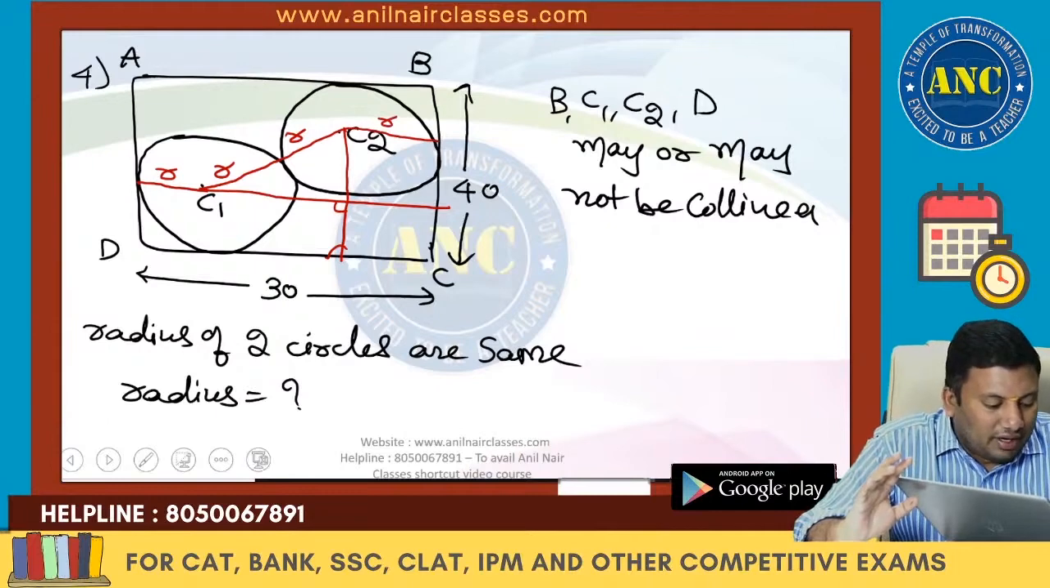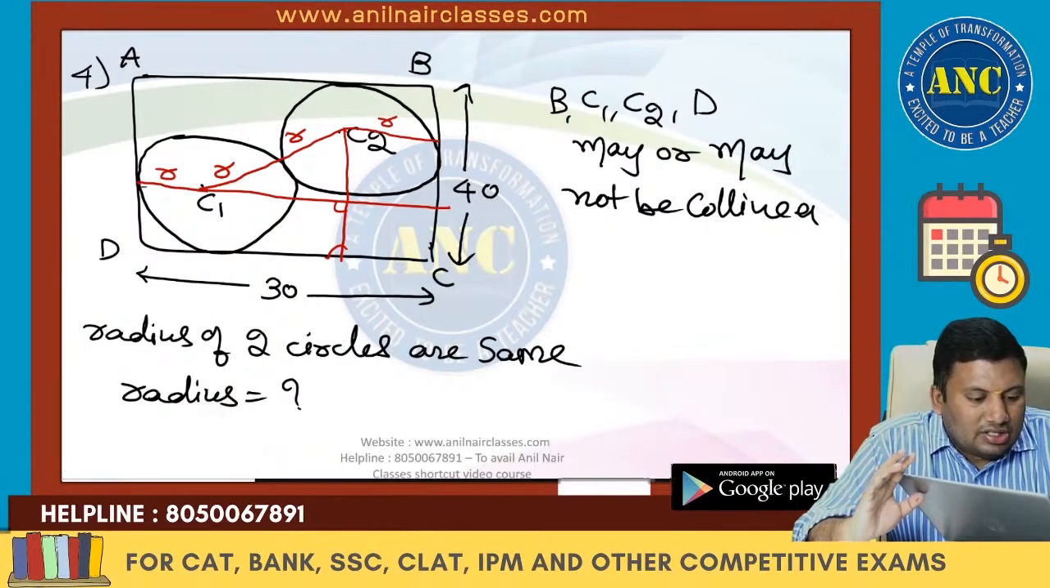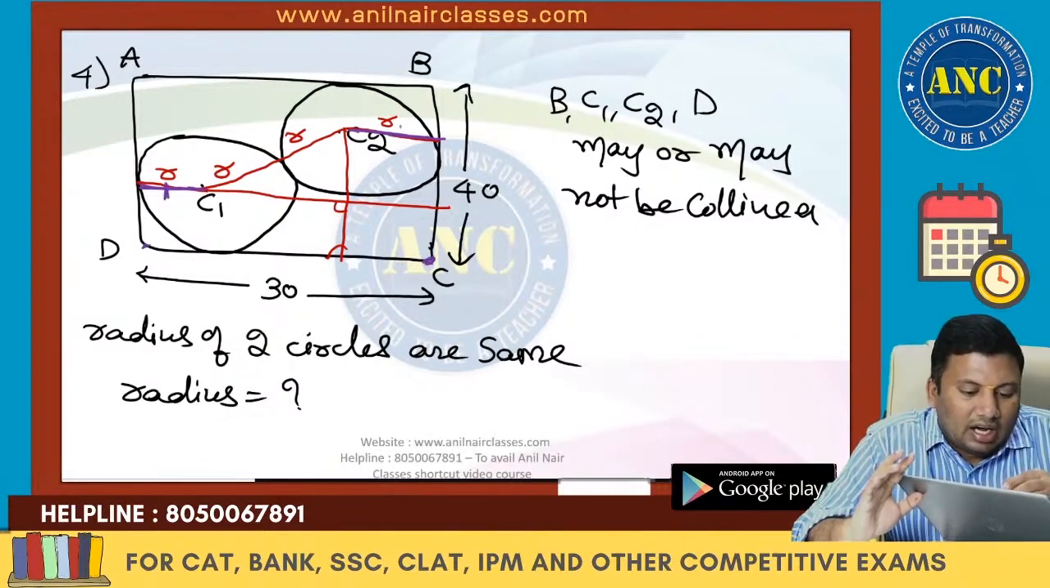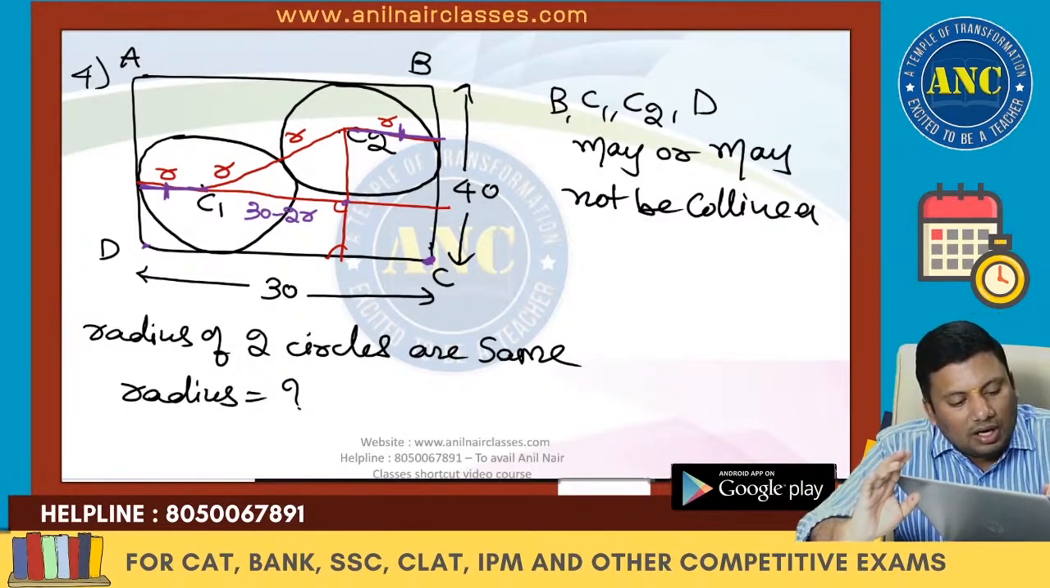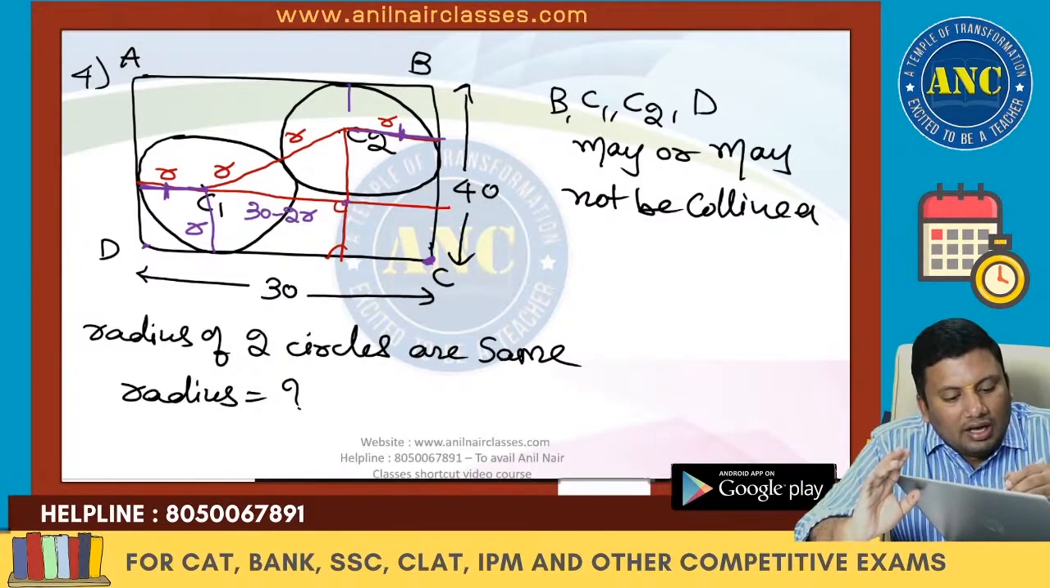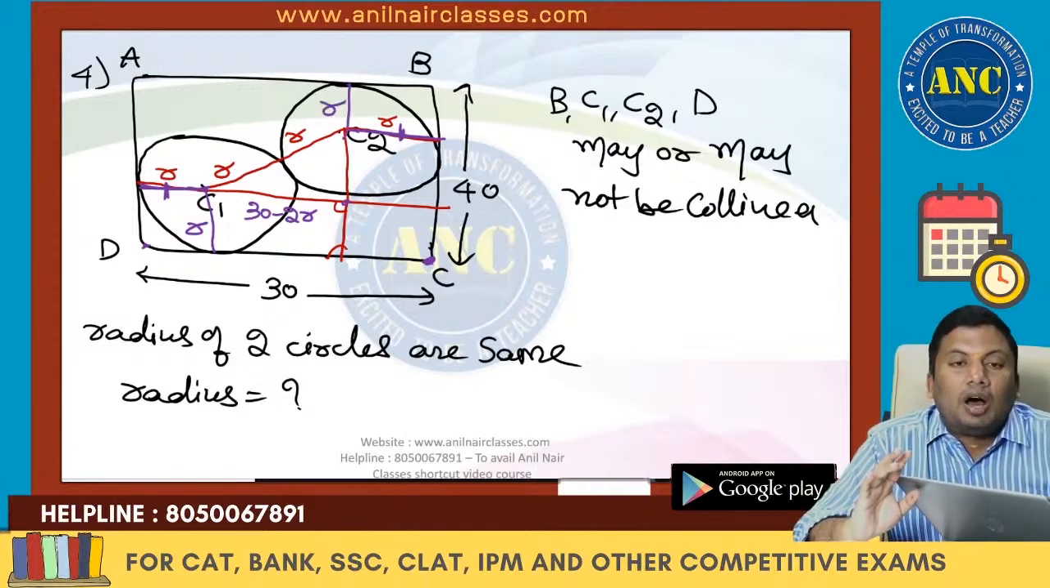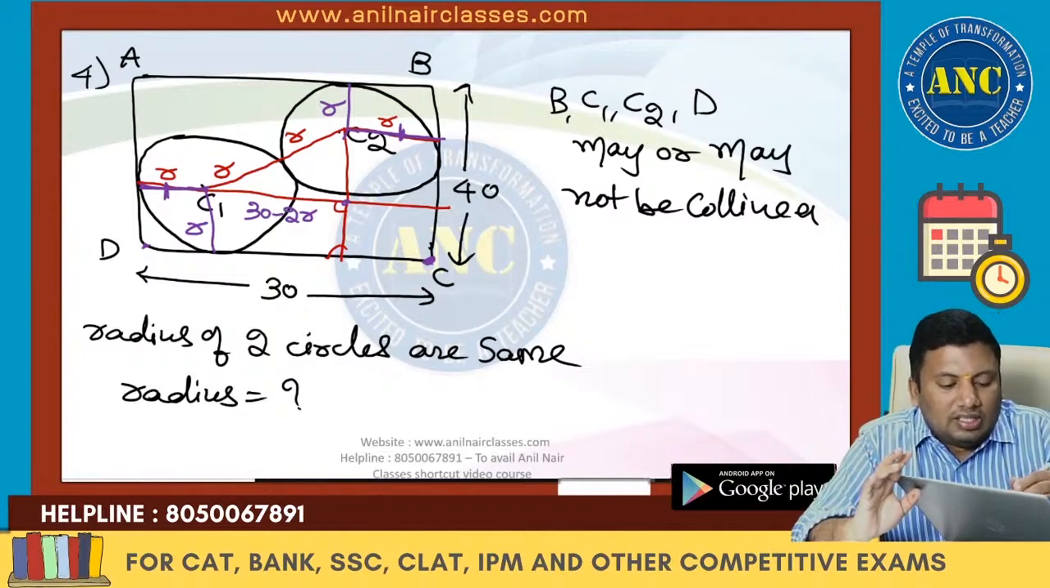Now listen carefully. See here, this is R and this is R. The total is 30. This side R, this side R. From here to here, it is 30 minus 2R. Are you all with me? This is 30 minus 2R. From here to here, R, and from here to here, R. The bottom is R, the top is R, and the total is 40. So this is 40 minus 2R.